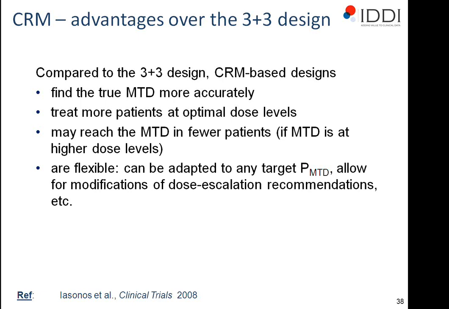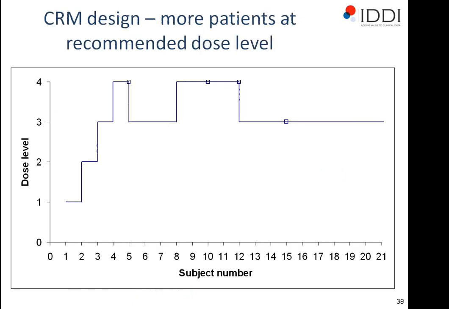CRM-based designs are also flexible, so you can adapt them to any target probability of DLT. They allow for modifications of dose escalation recommendations. All these modifications which I mentioned before are possible within this design, whereas for the 3+3 design, you essentially are stuck with this scheme of assign 3 patients and then add maybe three more.